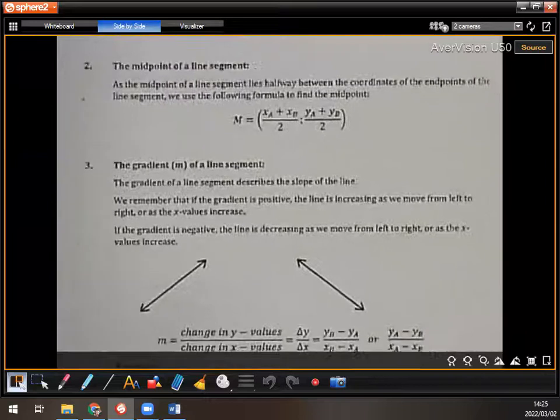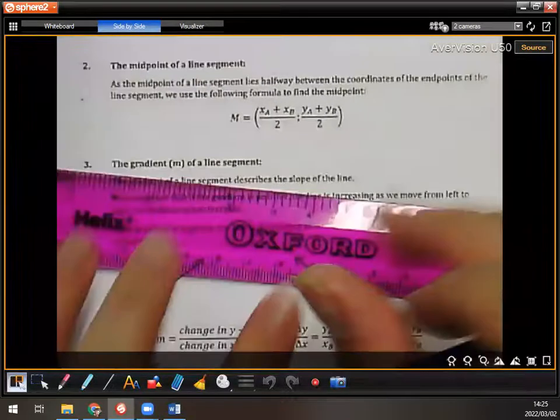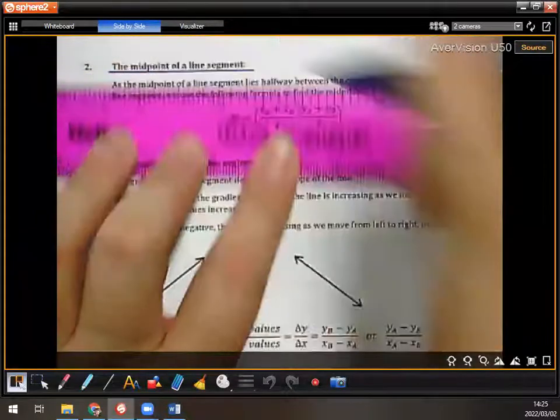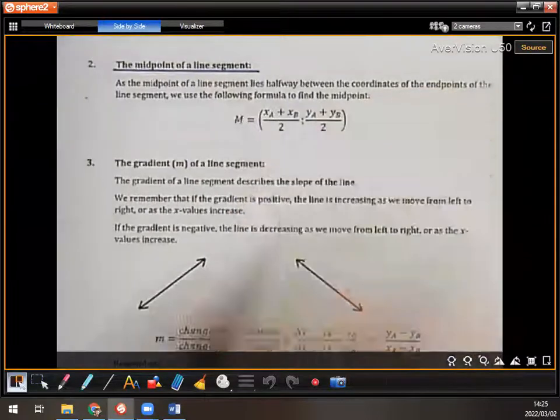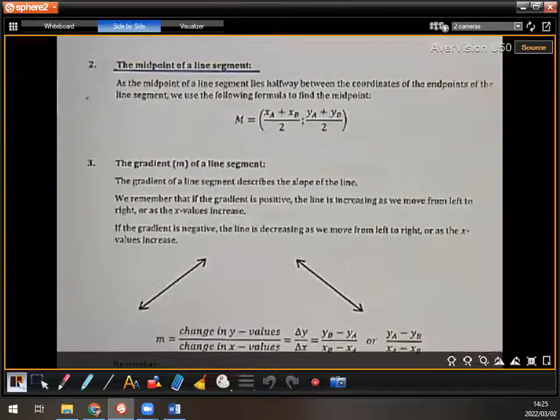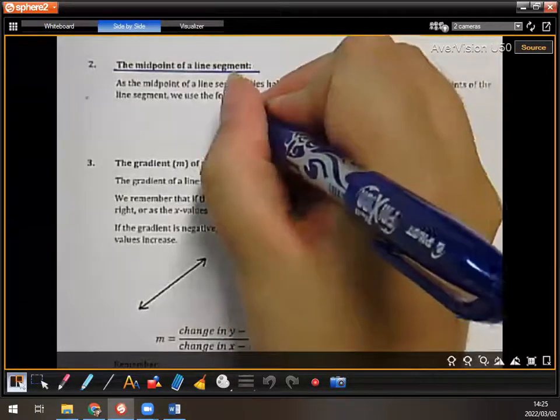Right, that's for the midpoint. This is a nice easy one that people usually get full marks for. The midpoint of the line segment. Right, that is the formula. Now guys, it's important that you don't mix up your M. For midpoint, we use the capital M, and for gradient, we use the lowercase m. Okay, that is how you need to use them.